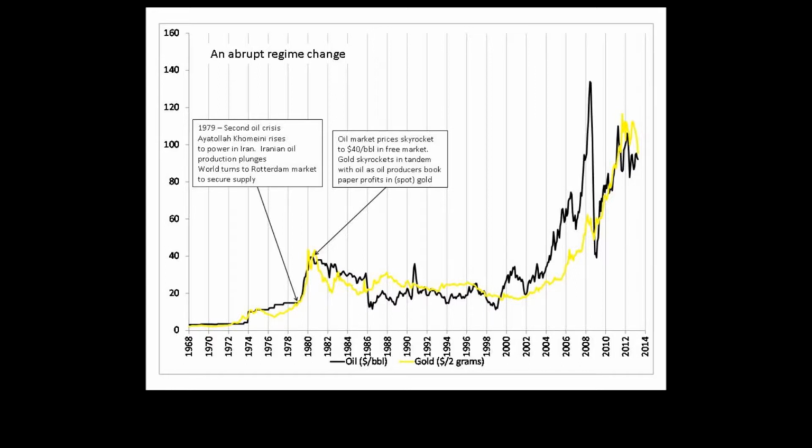Many oil-producing nations discovered that they could get a better price for their oil on the Rotterdam market, which at the time was a spot market, than in privately negotiated supply deals. As a result, in this mode of price discovery, oil prices shot up very quickly, as did gold prices, as oil profits chased any available gold that was available for purchase. This was the event that almost spelled doom for the petrodollar.